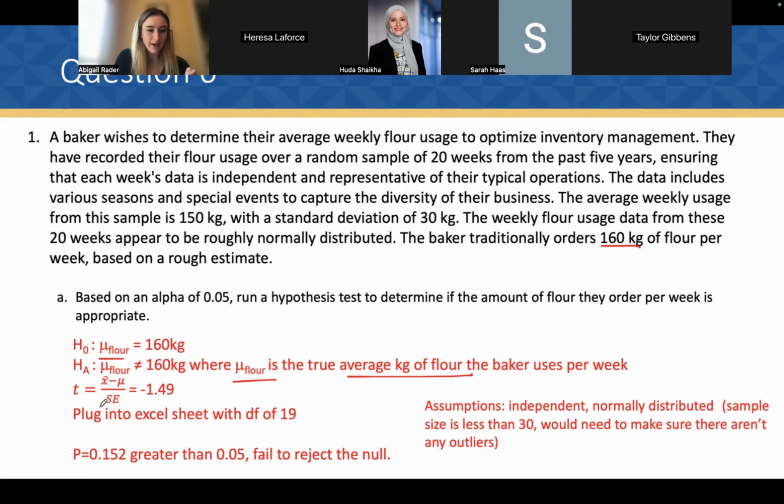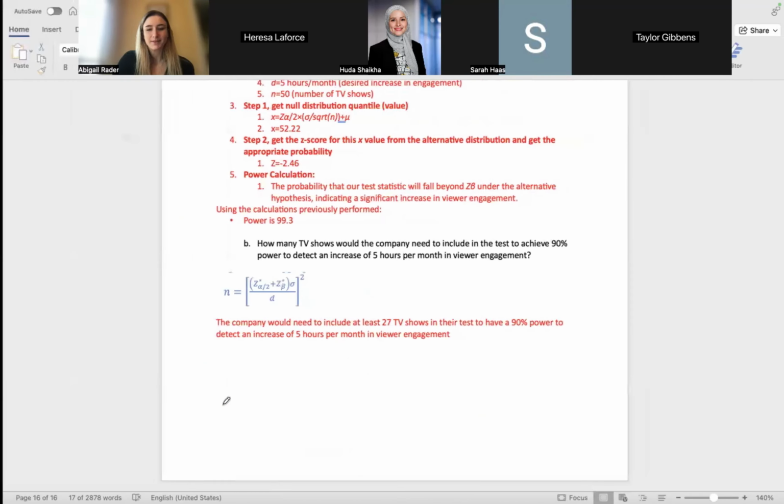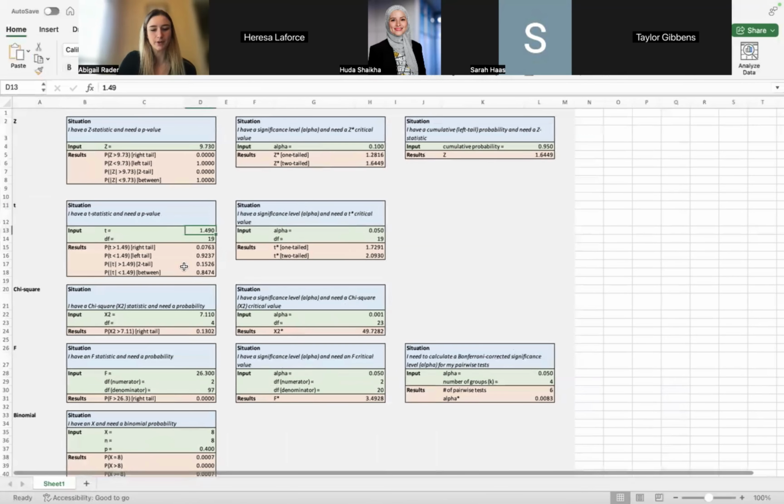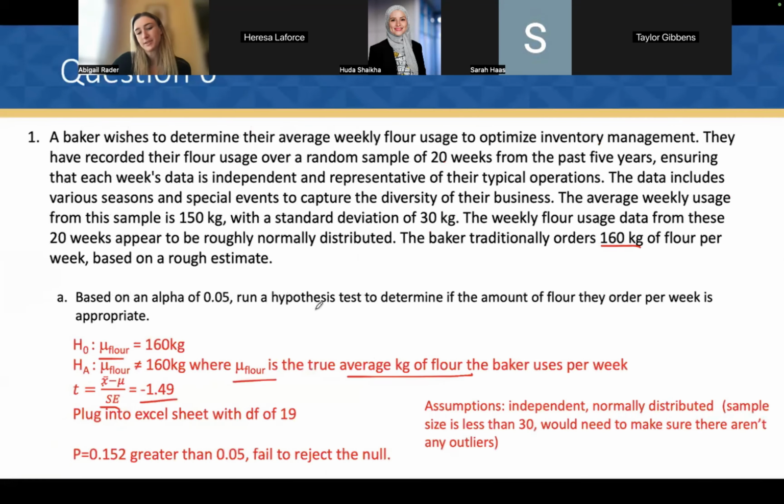Calculating t, we already have our standard error, but we just have to do our mean minus mu. When we calculate that out, we get negative 1.49. Then you plug it in. So we'd go back to our Excel spreadsheet and say our t is 1.49. You could also do negative 1.49, doesn't matter. And then you would look at the two-tailed t-test. Again, we're normally working with two-tailed tests. So it's 0.15. And then we just say that's bigger than 0.05, we fail to reject the null. That makes sense?